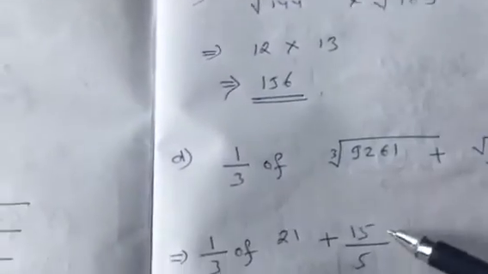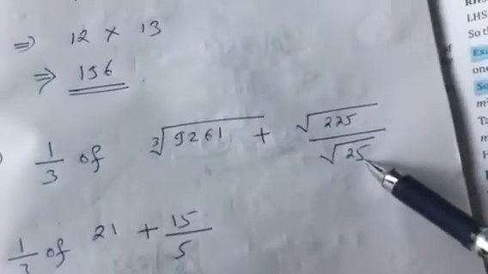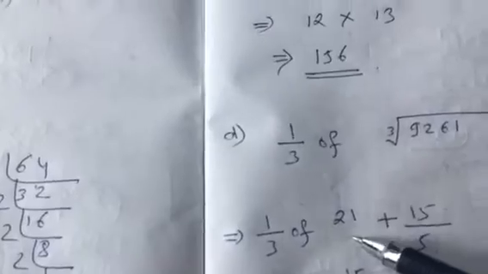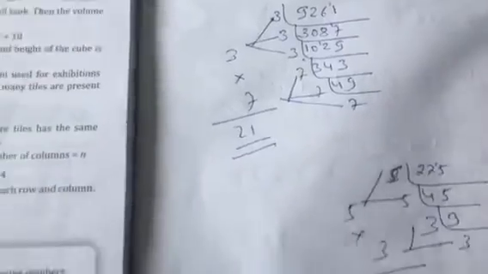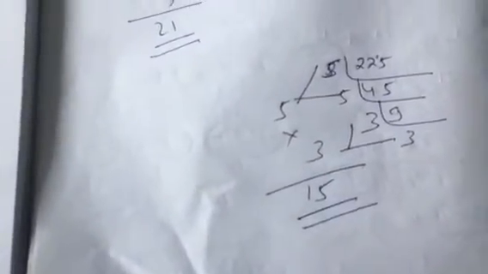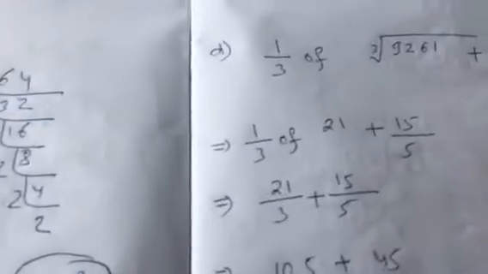The square root of 225 is 15, the square root of 25 is 5, and the cube root of 9261 is 21, which I have already solved for you here. As you can see, I have solved the cube root of 9261, the square root of 225, and the square root of 25 is 5.